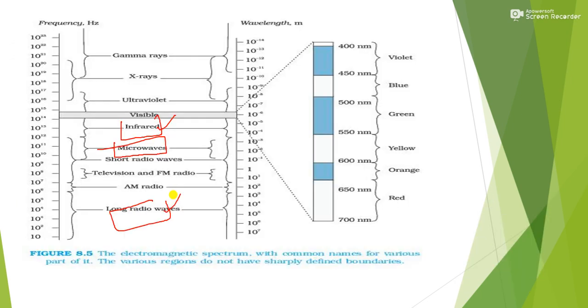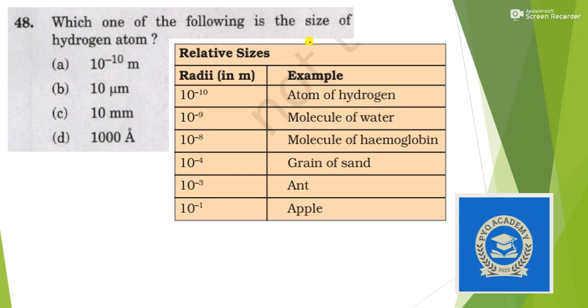Next, which one of the following is the size of a hydrogen atom? You must be thinking why UPSC is asking these factual questions. UPSC is asking these factual questions because it is explicitly mentioned in the NCERT. You can see here there is a table, I think in the chapter on atomic structure of class 9. There you will find this table where they have mentioned the atom of hydrogen has radius 10 to the power minus 10 meter. So our answer should be option A.